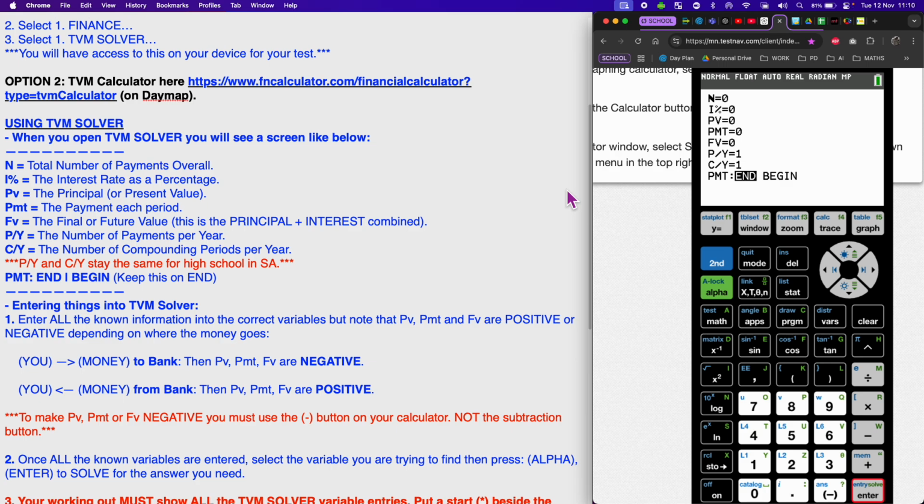N is the total number of payments you made overall. I is the interest rate as a percentage. PV is the principal or present value. PMT is the payments each period. FV is the final or future value. This is the principal and interest combined. PY is the number of payments per year. CY is the number of compounding periods per year. Can you just get this block down?